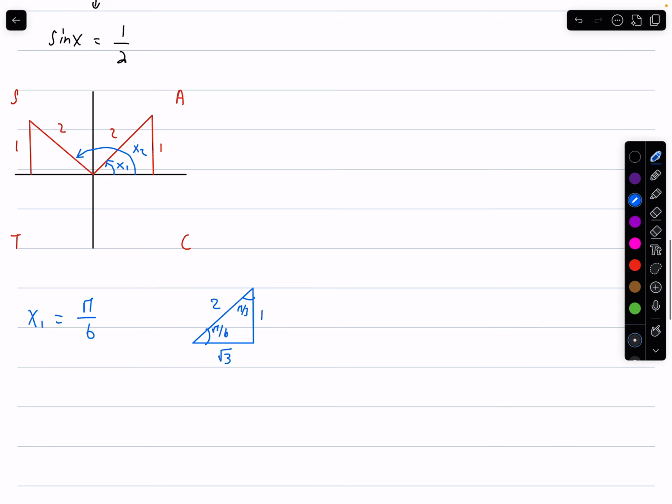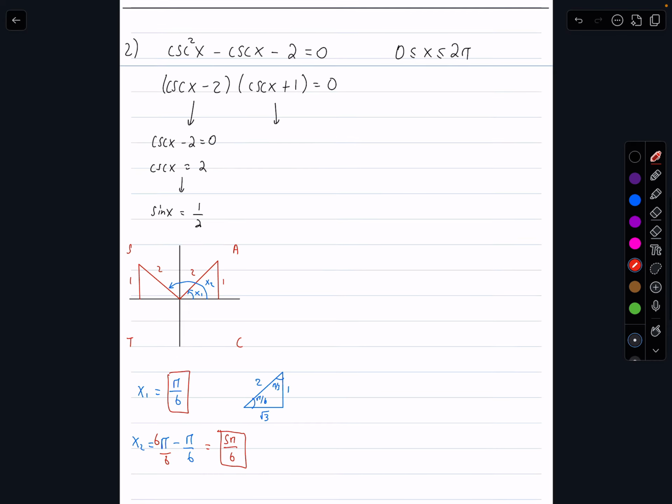So how can I find x2? For x2, we just do pi minus pi over 6. And when we subtract fractions, we have to get a common denominator, which leaves us with 5 pi over 6. So as you can tell, just from this factor alone, we were able to get two solutions. But we're not done yet. We have to go to the other factor. So let's go to the other factor.